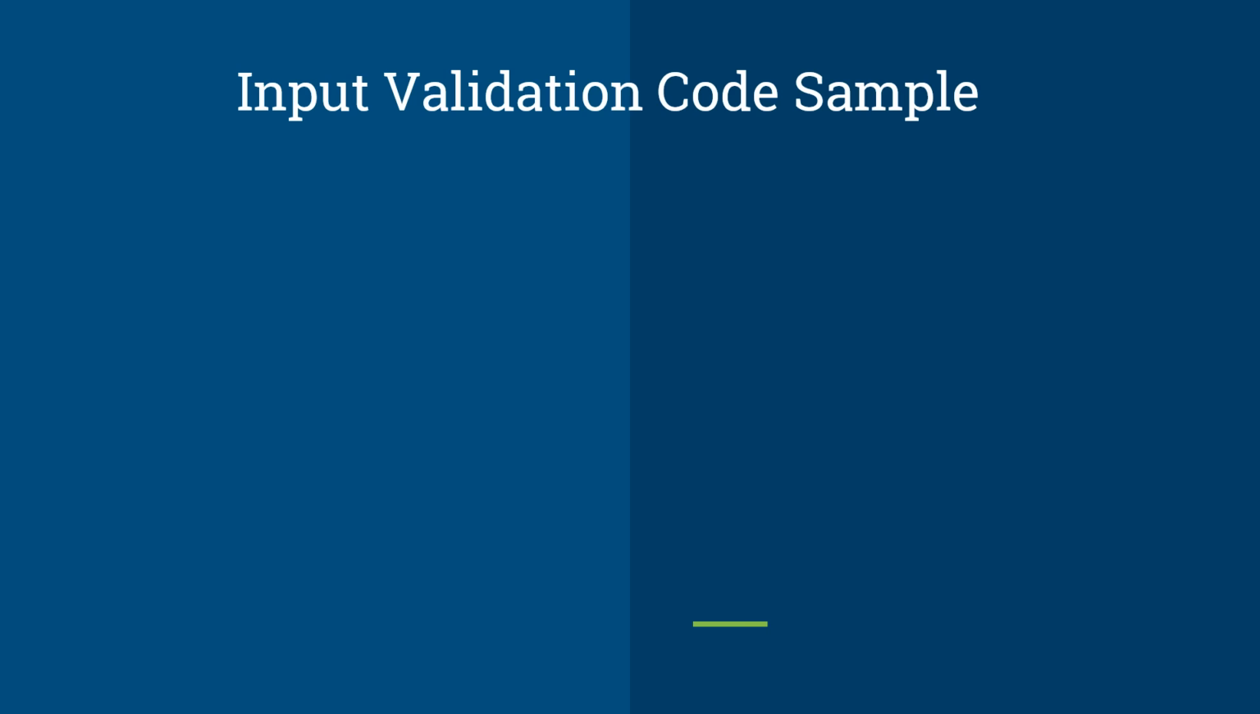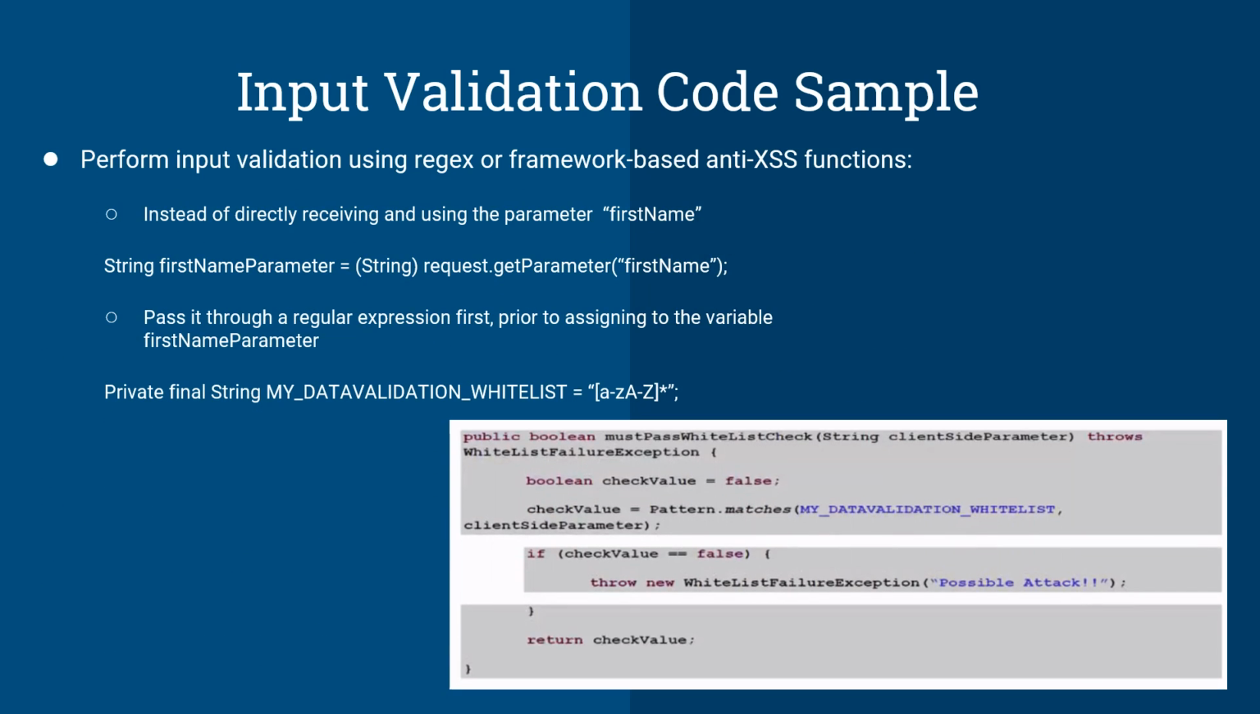Now looking at the input validation code sample, as we saw before in our explanation section, we have a variable from our client side called first name, and we can get the value stored in that variable very easily from our request object.